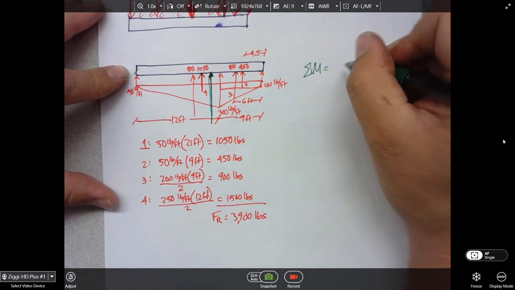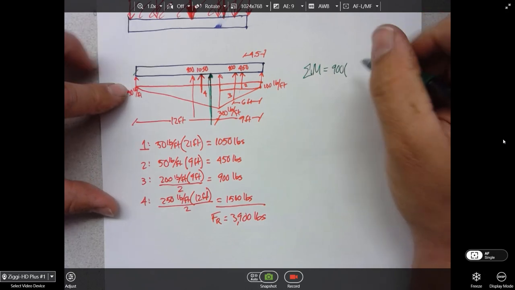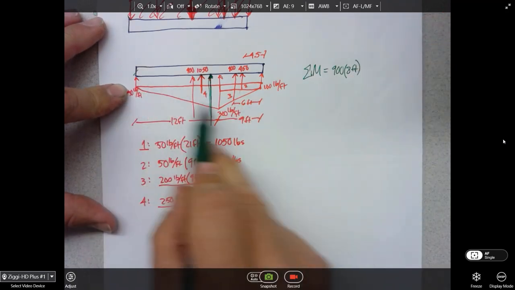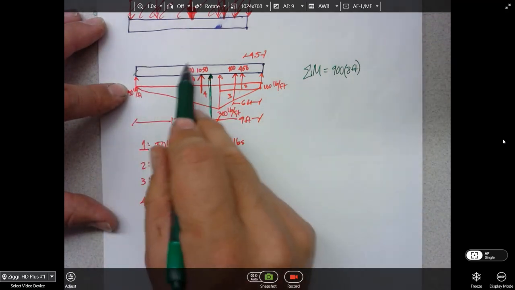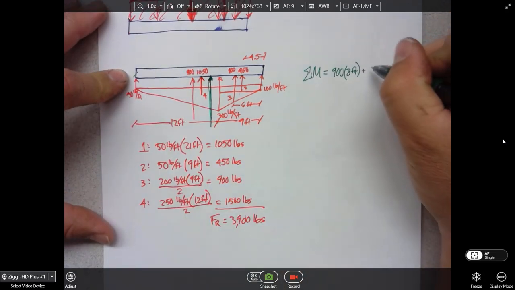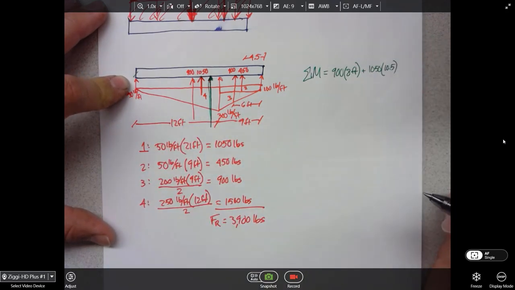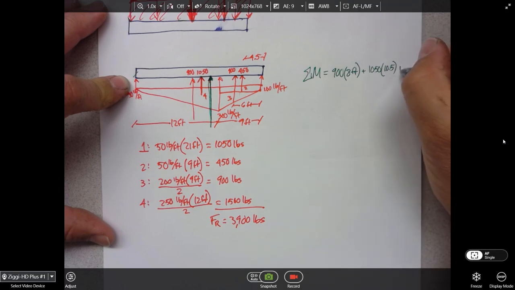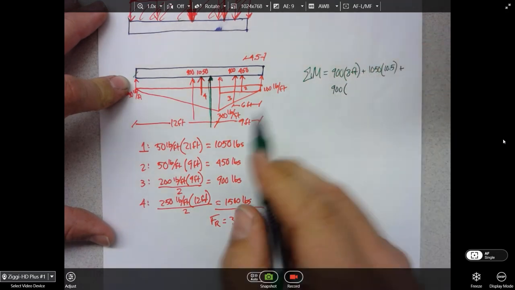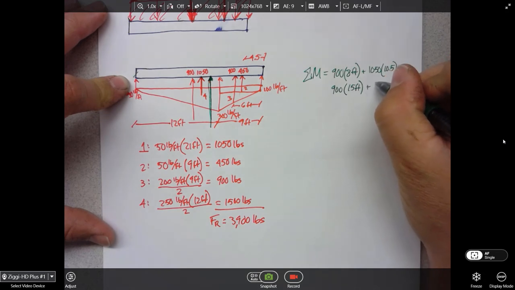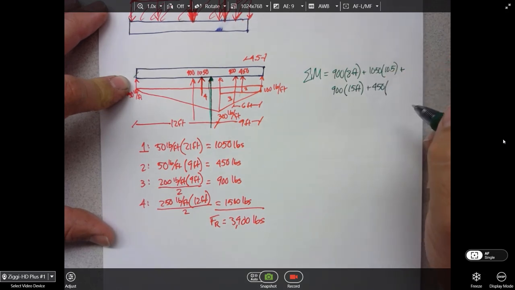And I'll say that first I have 900 times 8. Yep, 8 feet. Right, because it's 1/3, 2/3 for the skinny to the fat, so 2/3 would be 8, so 900 times 8 feet, plus 1,050 times 10.5 feet, because it's smack dab in the middle of 21 feet, plus 900 times 21 feet minus 6 is 15 feet, plus 450 times 21 minus 4.5 would be 16.5, is that right?